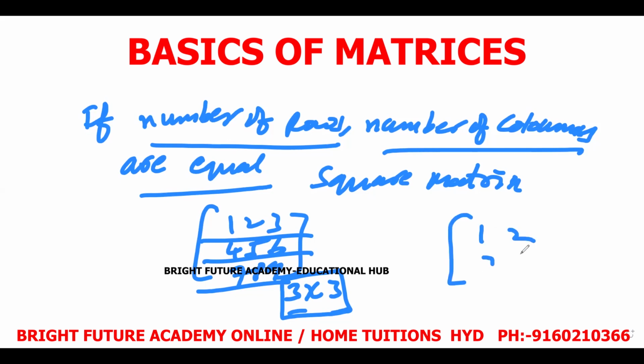And this, now tell me how many rows and how many columns it has? 2 by 2. So here the number of rows and number of columns are equal. This is also an example of a square matrix. Either it will be 3 by 3 or 2 by 2. These are examples of square matrices.